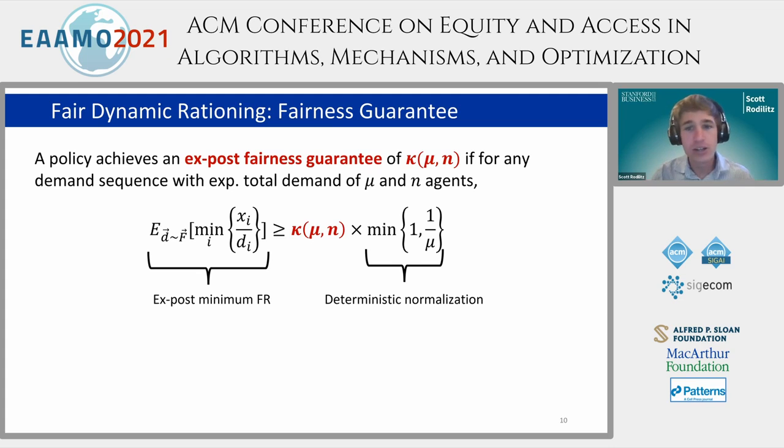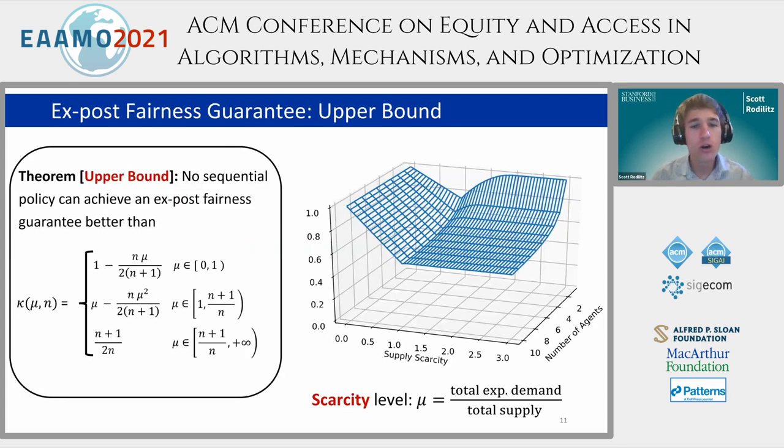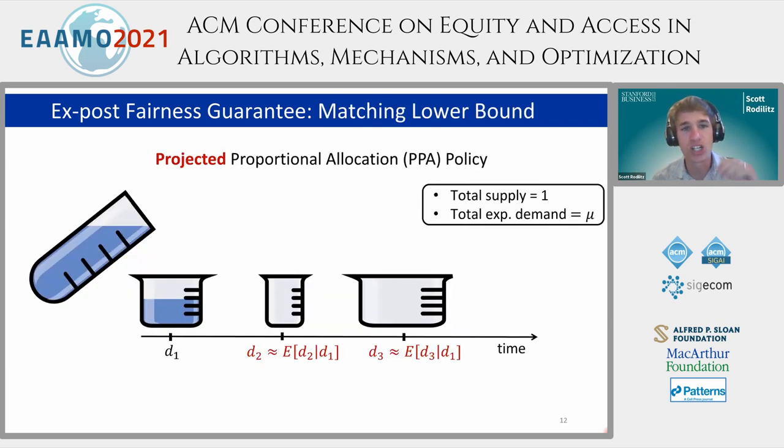All right, so I'll start with the bad news. Unfortunately, no sequential allocation policy can achieve an ex post fairness guarantee better than this surface for kappa. It's decreasing in the number of agents, as you might expect. The more decisions you have to make, the more challenging this problem becomes. And so we're not going to do any better than this parameterized surface. But in fact, we can achieve exactly this upper bound, and we can do so using a fairly simple adaptive policy. And that policy is called projected proportional allocation.